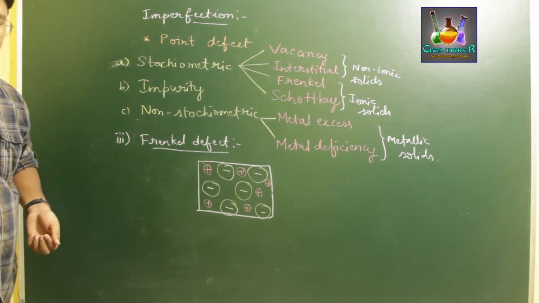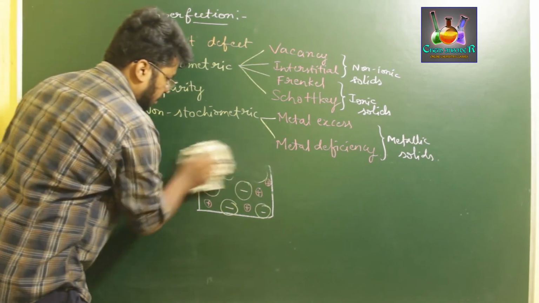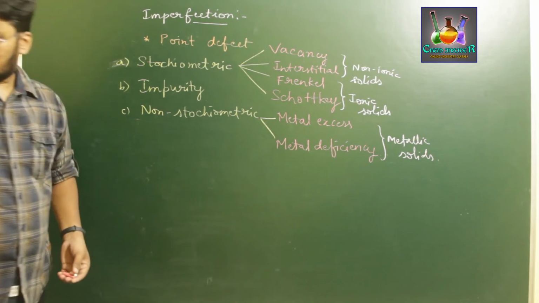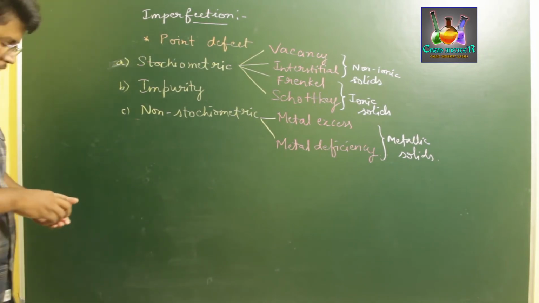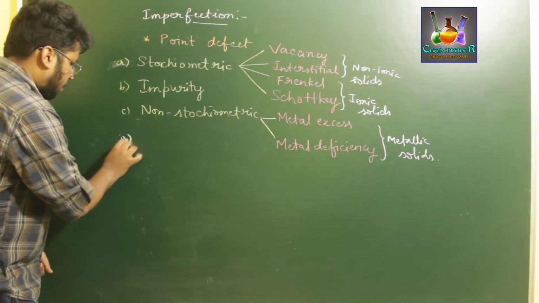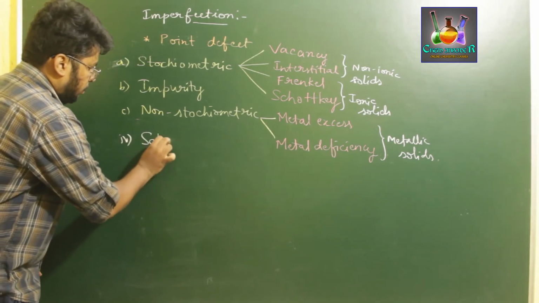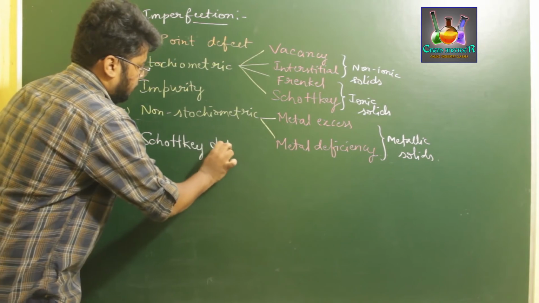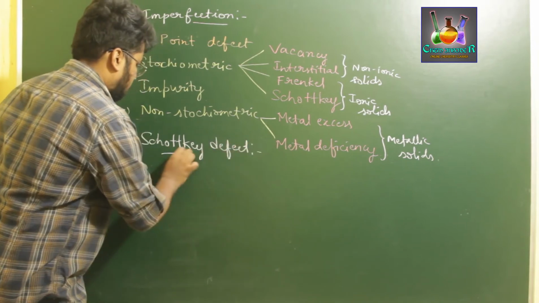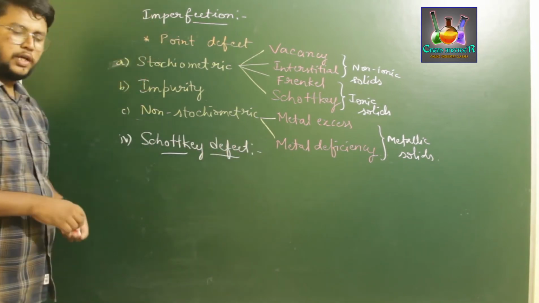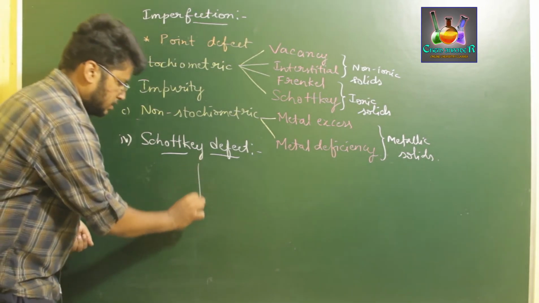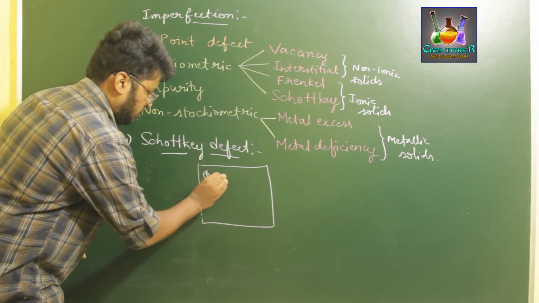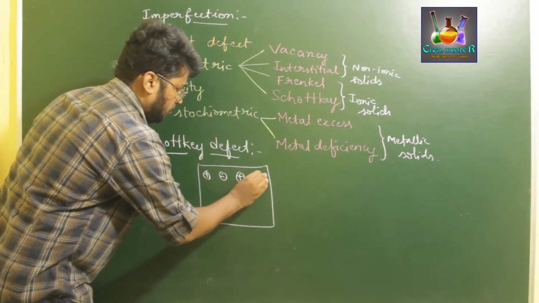Next is Schottky defect. In case of Schottky defect, what we observe is that if a cation or anion is missing, it's clearly a vacancy kind of defect. Schottky defect is a type of vacancy defect. What happens in Schottky defect is, if you consider this as our ion structure with positive and negative charges alternately next to one another.